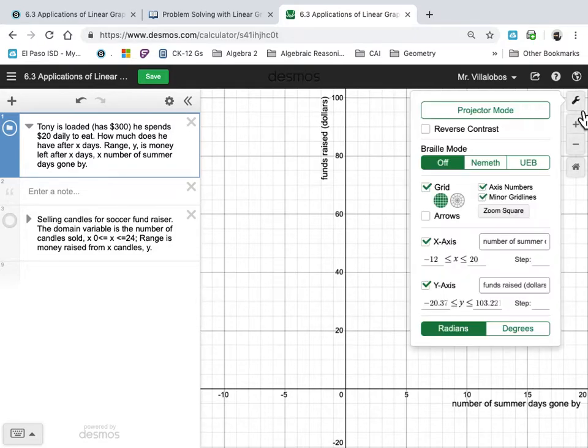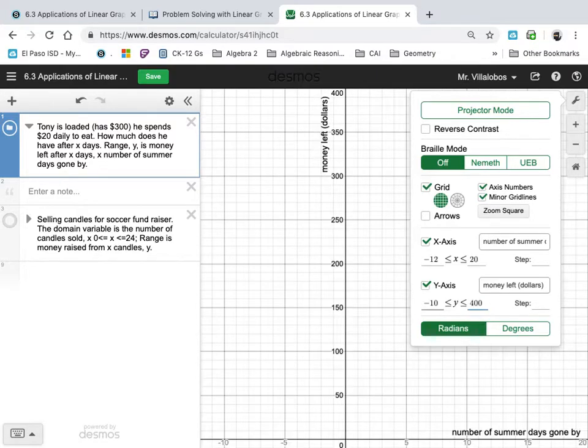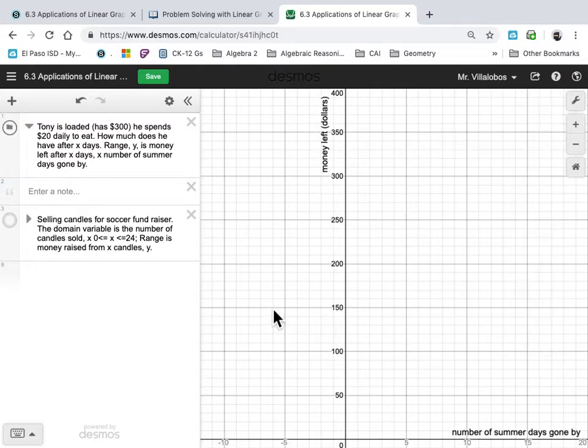Next. Not fundraised, but it's going to be money left, in dollars. All right. He starts out with more than 300. Let's put 350. He's going to end up with, whoops, I'm doing this backwards. The lower number is negative 10. And 400. And like that.